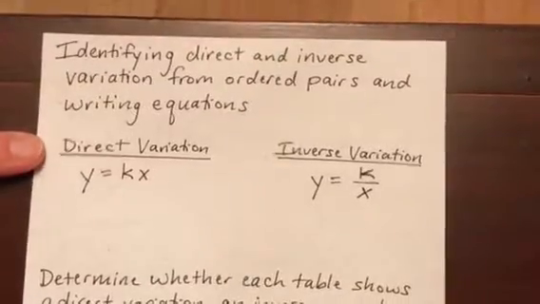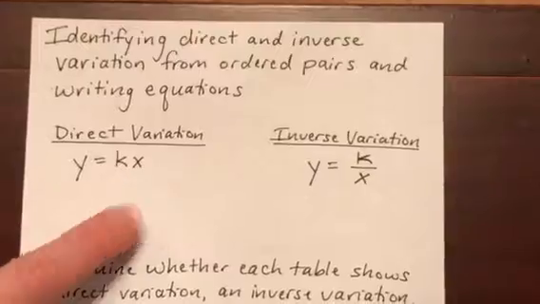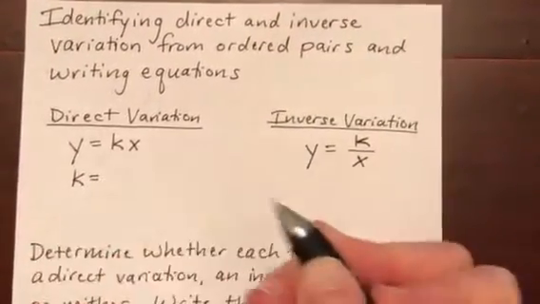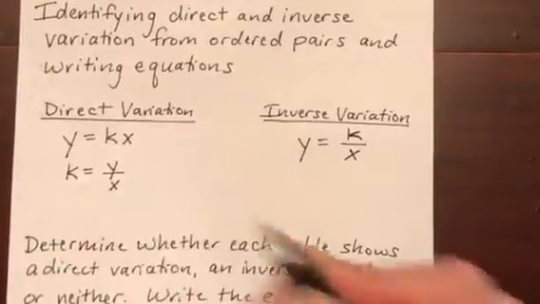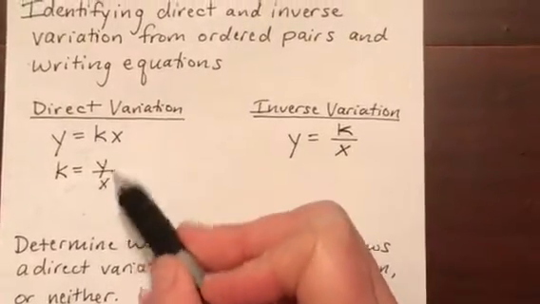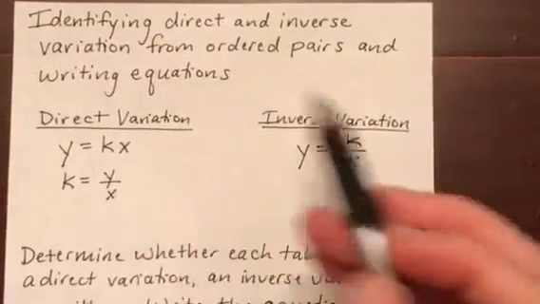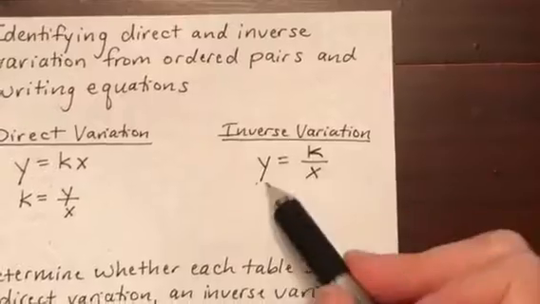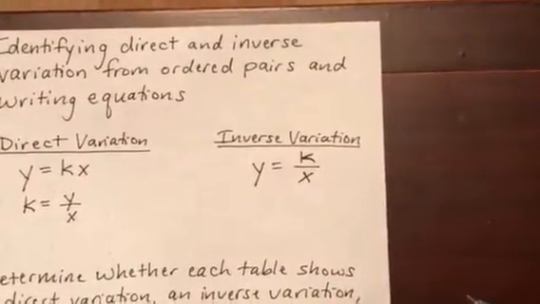Direct variation is when y is some constant multiple of x. And so this constant of variation is the ratio between y and x. So whatever pair of x and y you have, if you divide them, you will get a constant for direct variation. For inverse variation, y is some constant divided by x.